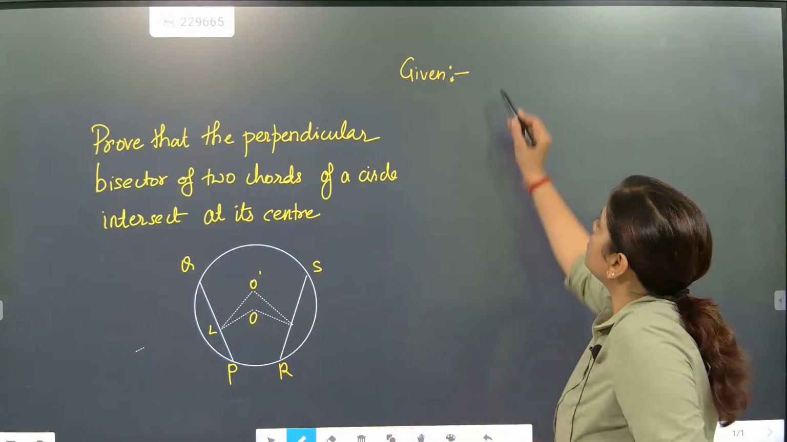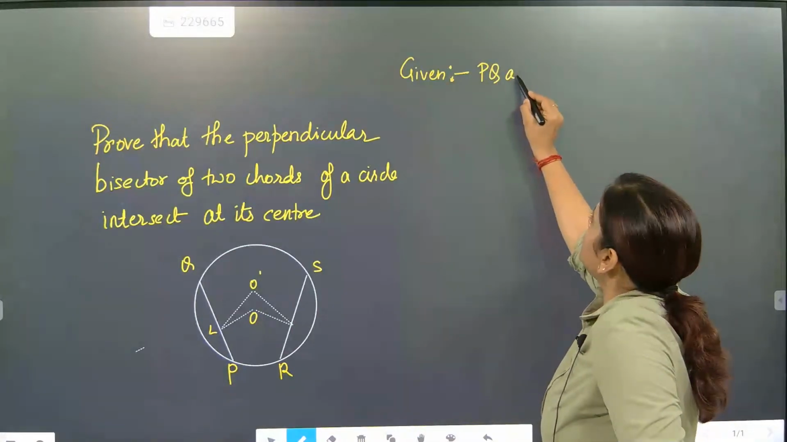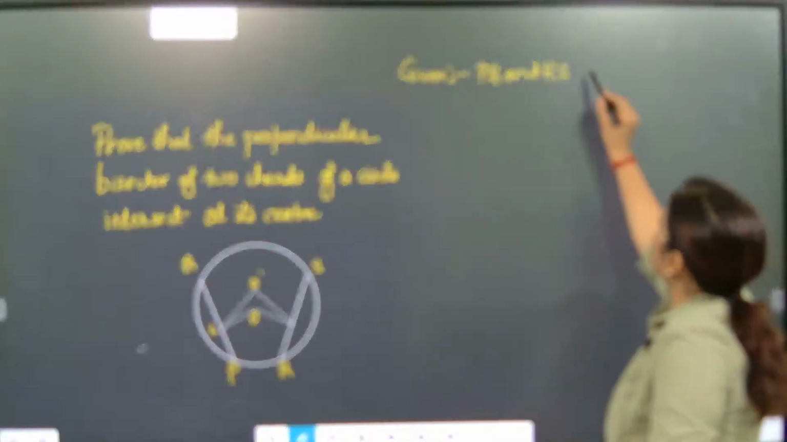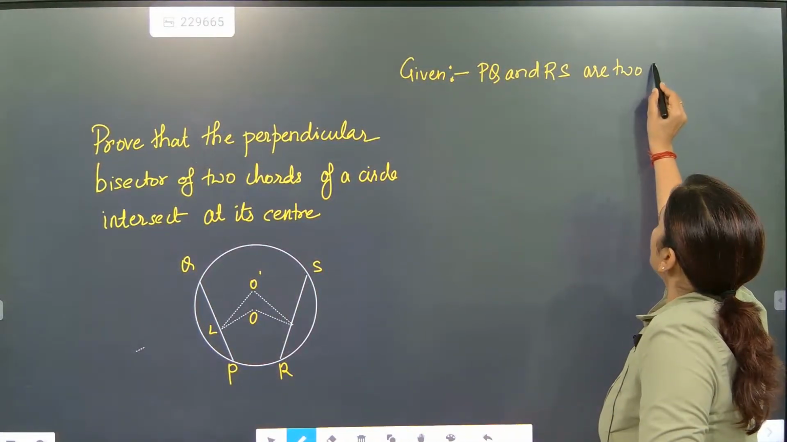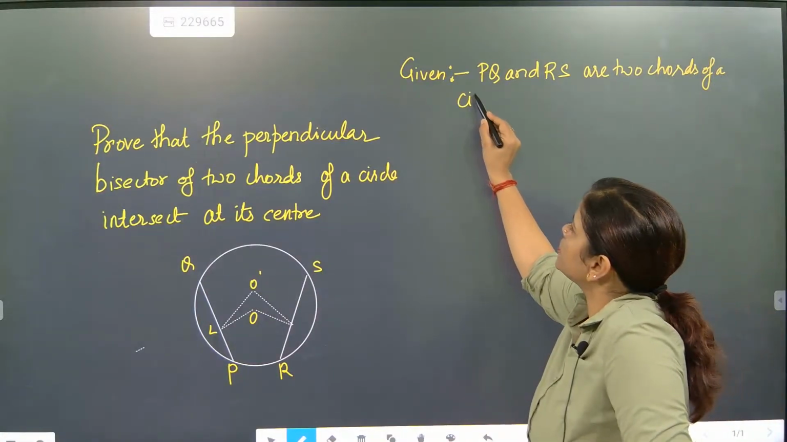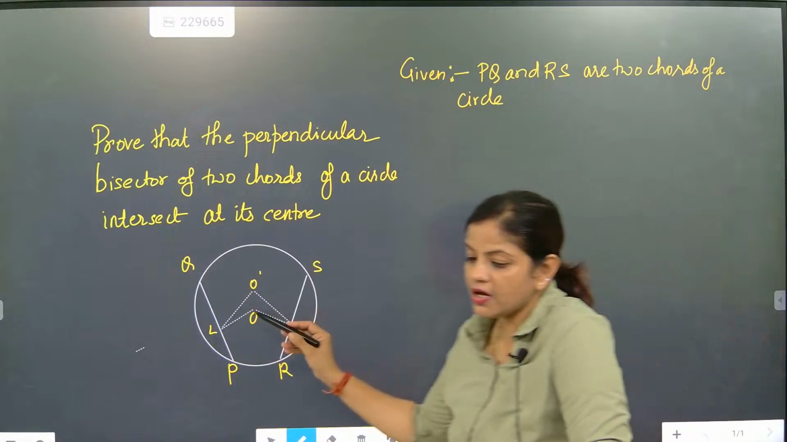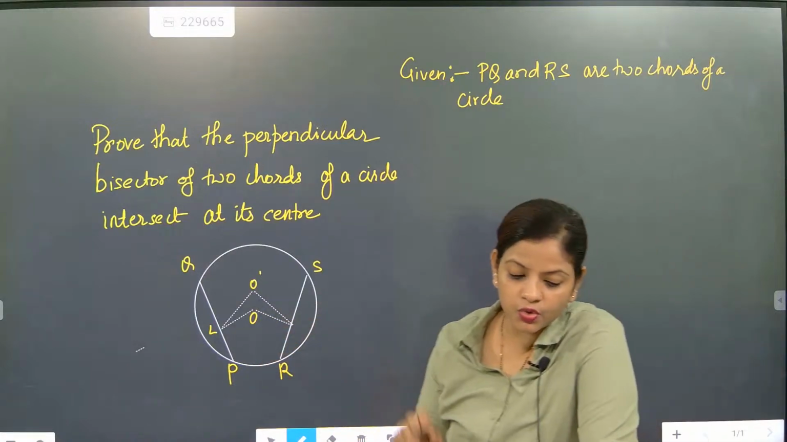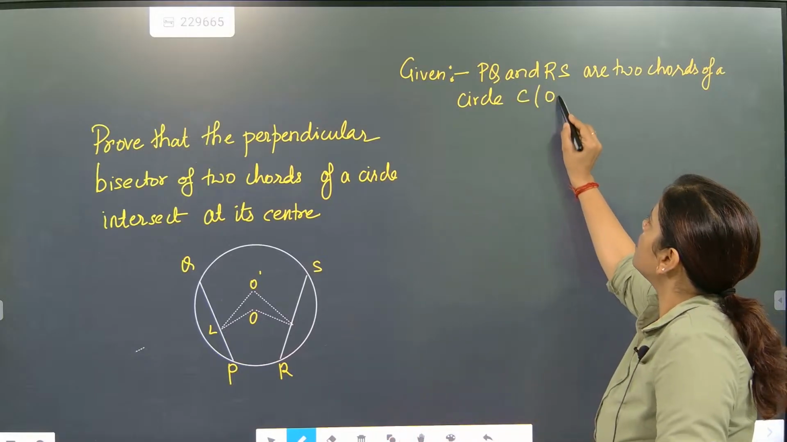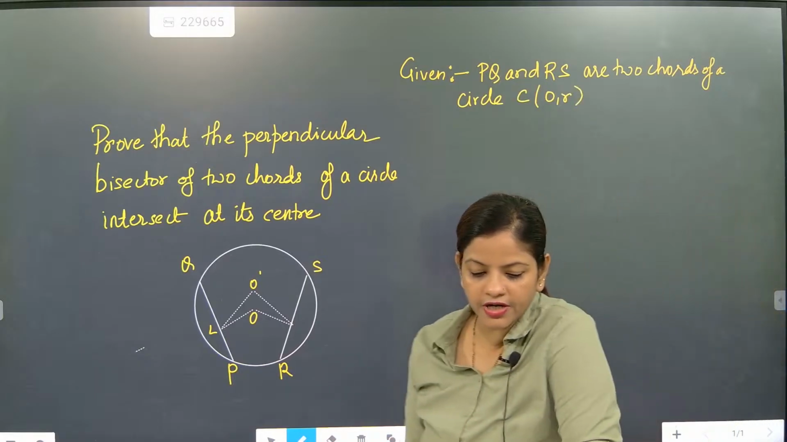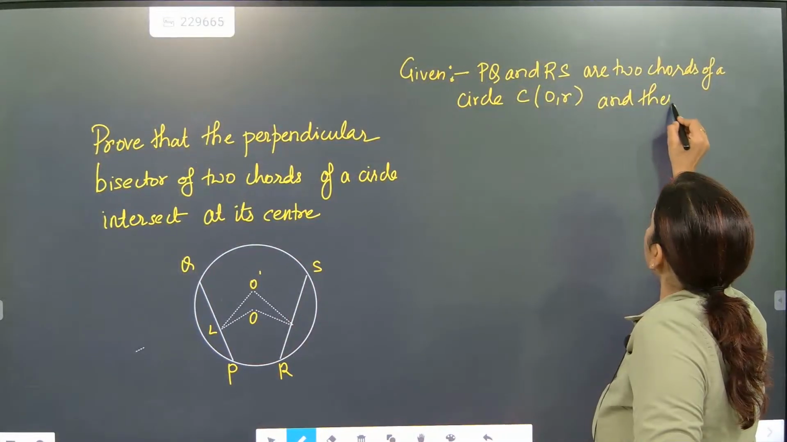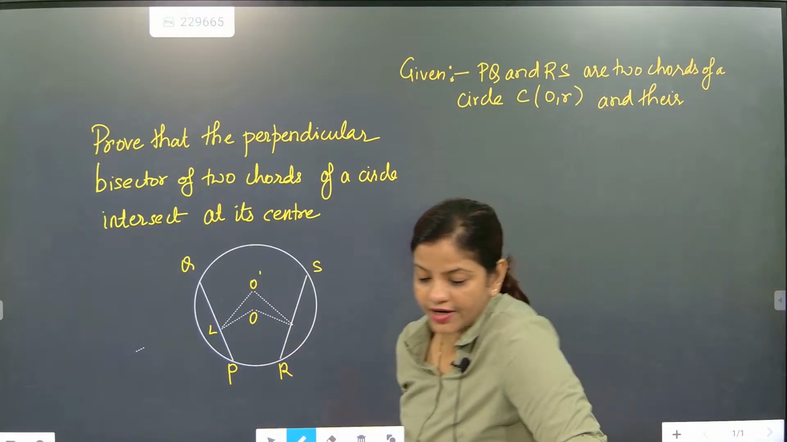Write down: PQ and RS are two chords of a circle. Understood? How many chords of a circle are given? PQ and RS are two chords of a circle. Now this circle has center O and radius R. And their midpoints are L and M.